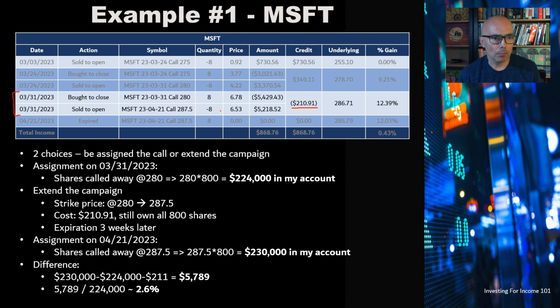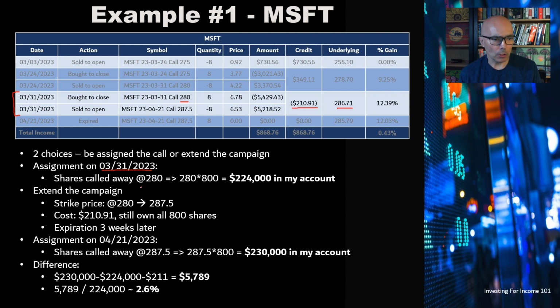And that was because Microsoft at that time was trading at 286, but my option was at 280. So it was quite a bit. It was more than 2% in the money. And that makes it a little more difficult to roll the options, right? So I was facing two choices. Either I do nothing and let the call be assigned to me and let the shares be called away, right?